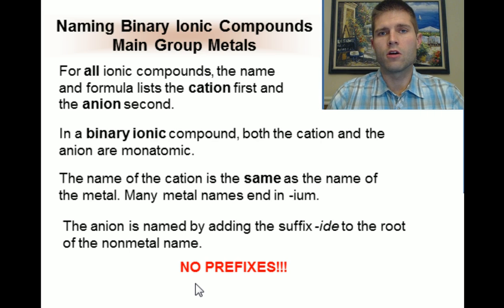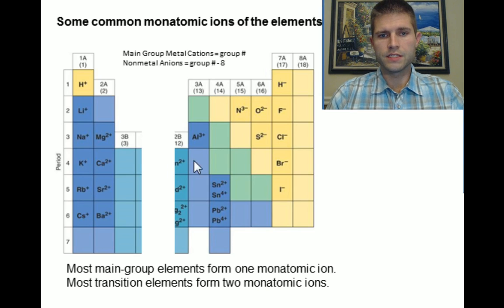When we start talking about covalently bonded systems, we will talk about prefixes. But here, there are no prefixes in binary ionic compounds. So these are the elements that we're going to be associating with for this first part of this video.